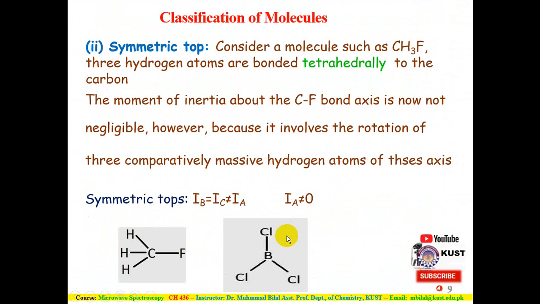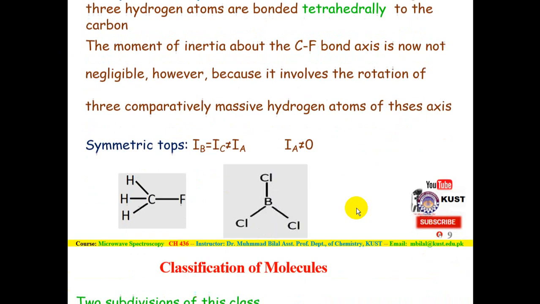Next is the symmetric top molecule. An example of a symmetric top molecule is methyl chloride, in which the atoms are tetrahedrally arranged around the carbon atom. Their moments of inertia are such that IB will be equal to IC, but IB and IC will not be equal to IA. IA will be different from IB and IC, and it will be greater than 0.